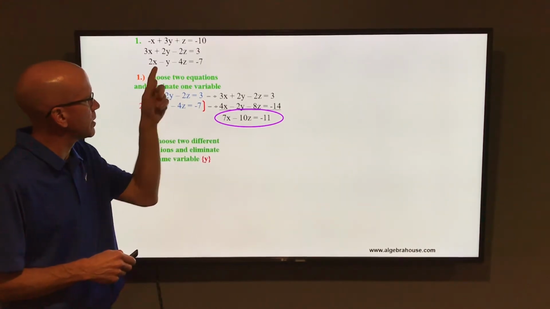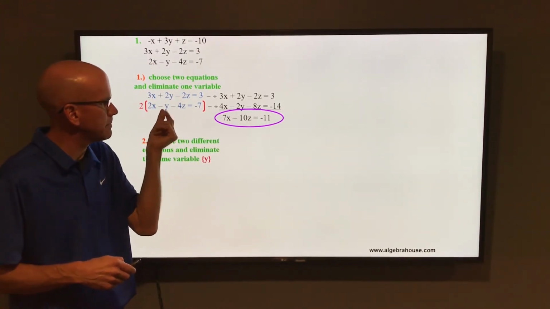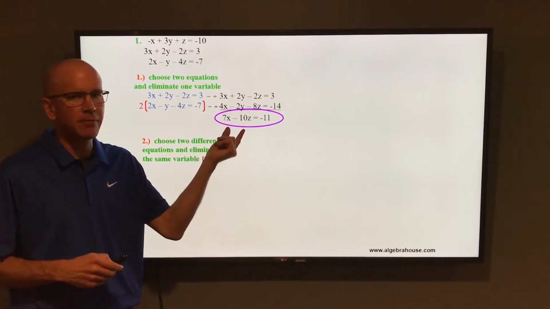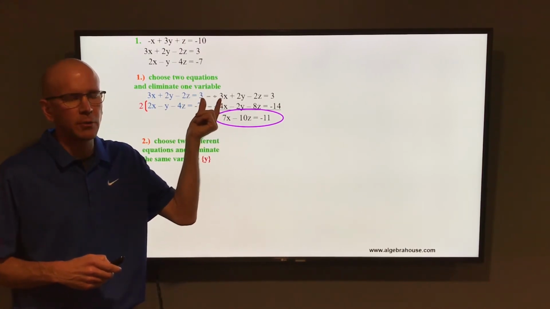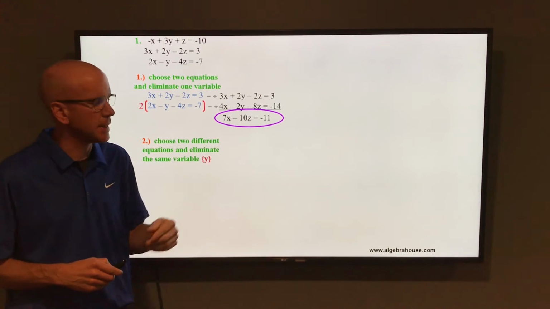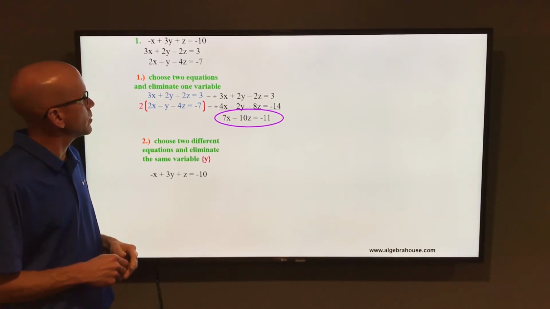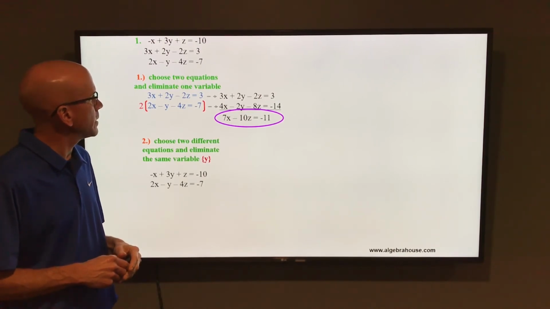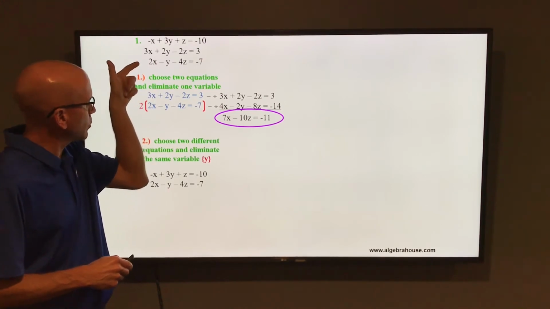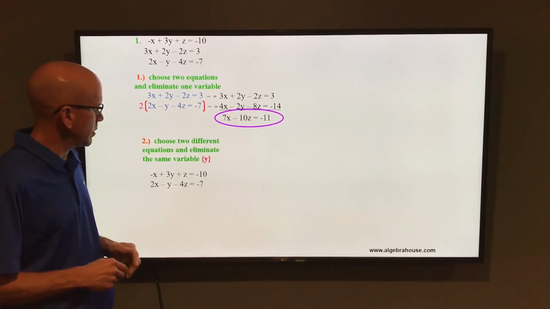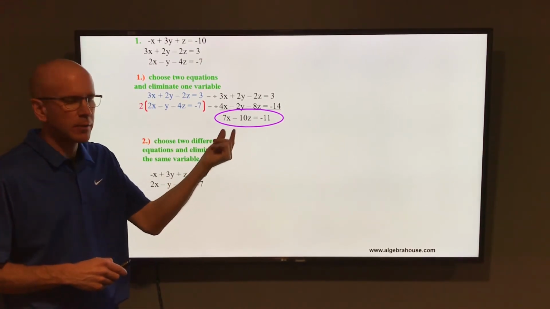So choose a different pair of equations than what you chose the first time and eliminate the same variable. So I have to choose a different pair of equations and eliminate the y again. For this second round, I'm going to go with the first and third equations, and I'm going to eliminate, as I did the first round, the y again.